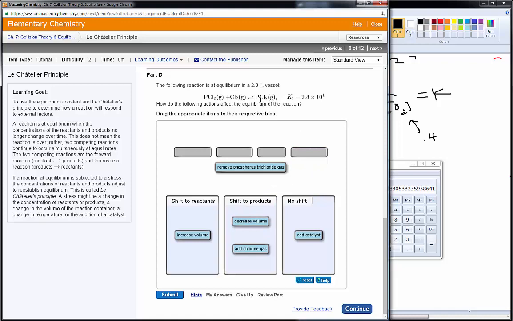And if I remove the phosphorus trichloride, that's PCl3, that's removing a reactant, then I'm going to shift towards the formation of reactants so I can make more of what I removed. I'm offsetting that change by refilling that hole that I made, essentially. So I'm going to shift to reactants.